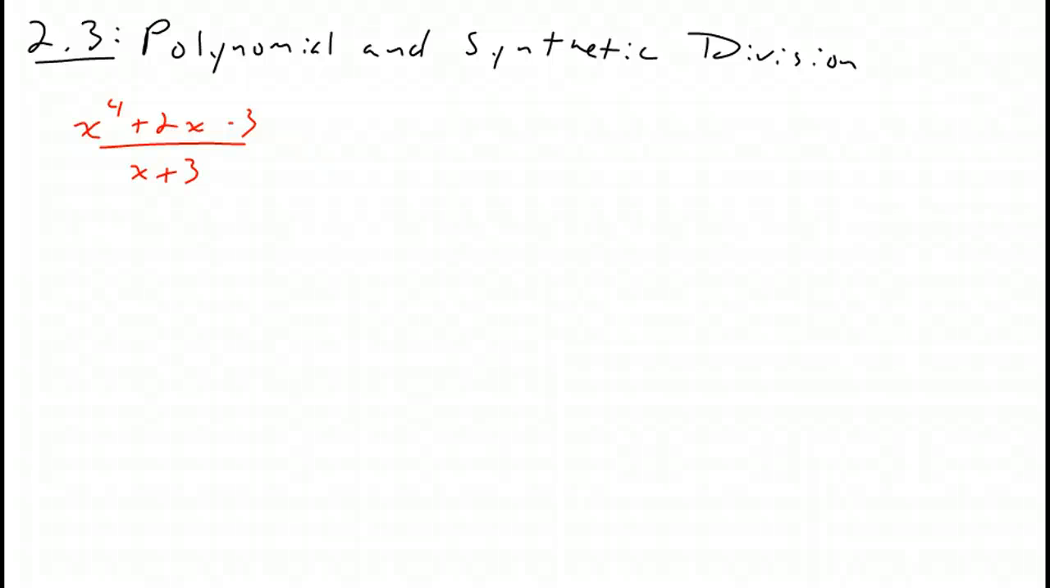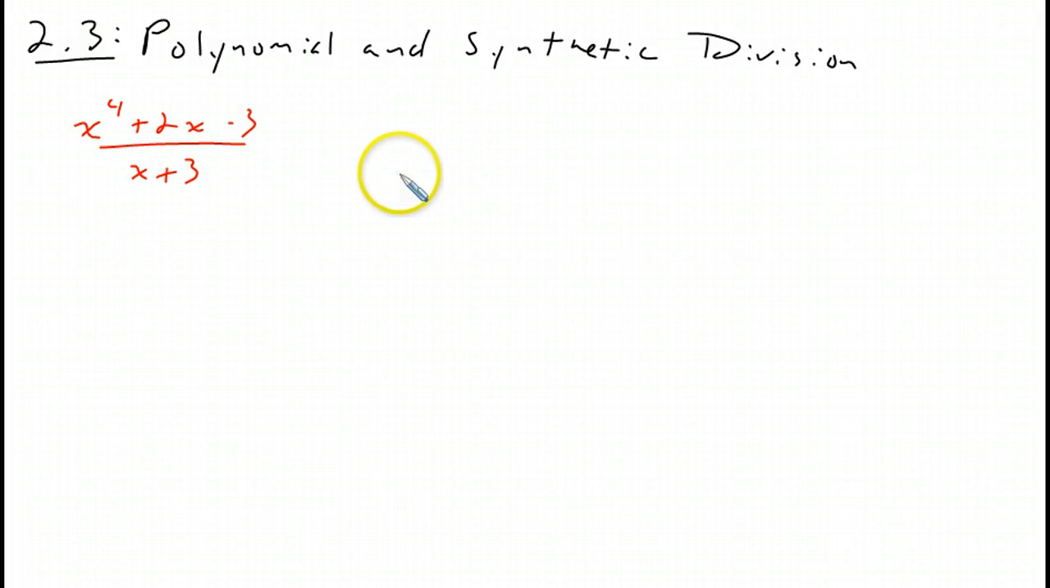In this video, I'm going to be looking at polynomial and synthetic division. These are just basically ways that allow us to take a factor out of a bigger polynomial. So if I know x plus 3 is a factor, I can divide it out of x to the fourth plus 2x minus 3. It just helps us simplify problems, and it makes it easier to get your factors.